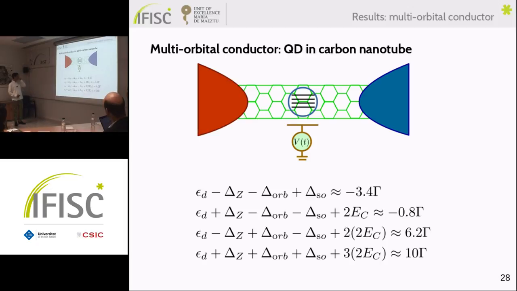So we chose a carbon nanotube because it's a well-known system and it has a lot of different interactions. In this case, we have a Zeeman splitting, but also spin-orbit coupling, and on top of that, we have the interaction between electrons that can hop into this system.